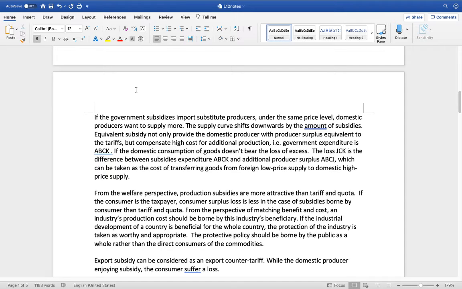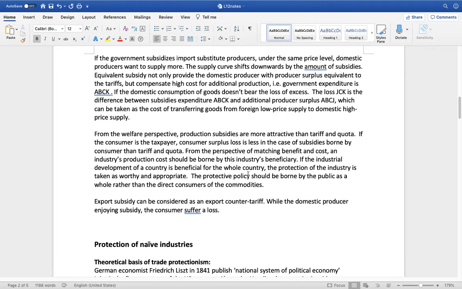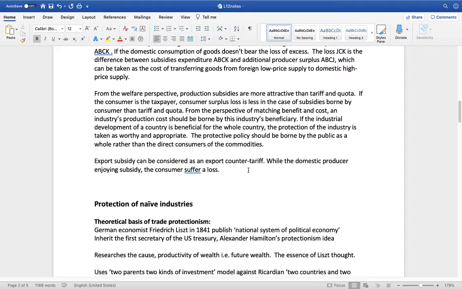If the industry development of a country is beneficial for the whole country, the protection of the industry is taken as worthy and appropriate. The protection policy should be borne by the public as a whole rather than the direct consumers of the commodity. The export subsidy can be considered as an export counter tariff, while the domestic producer enjoys the subsidy and the consumer suffers the loss.